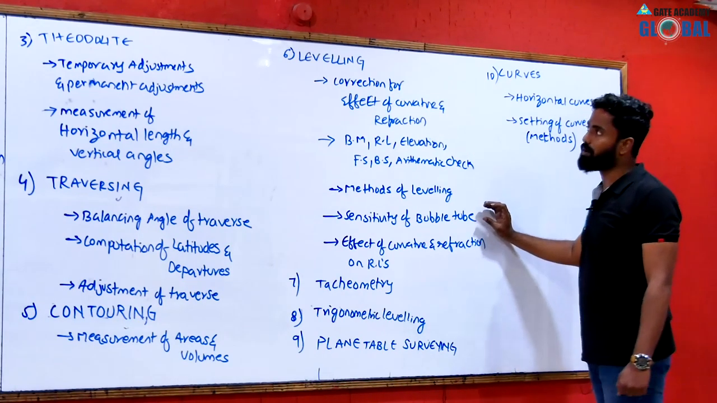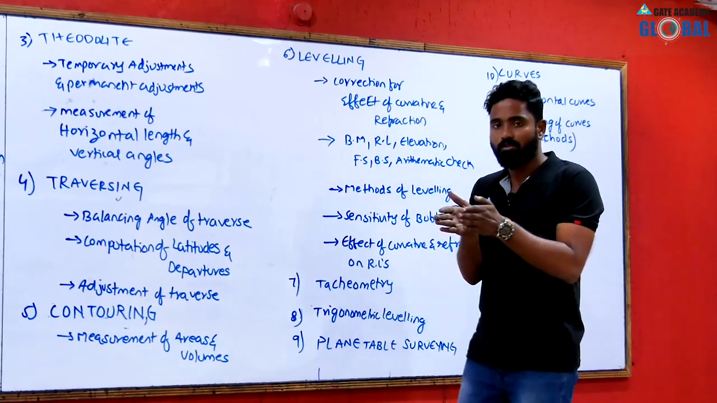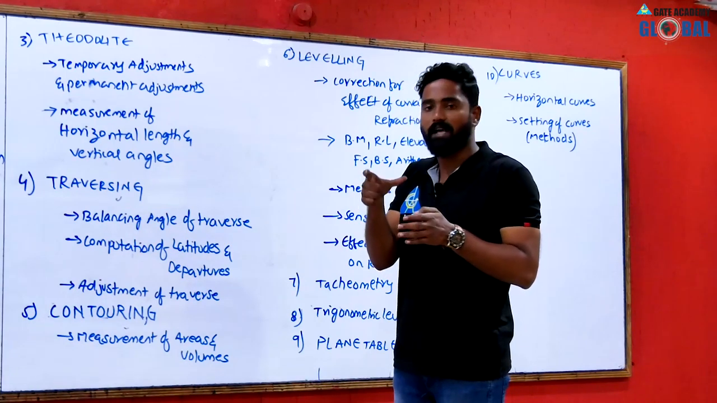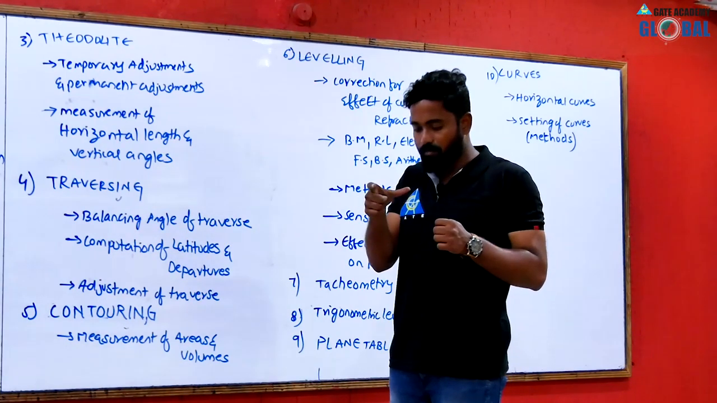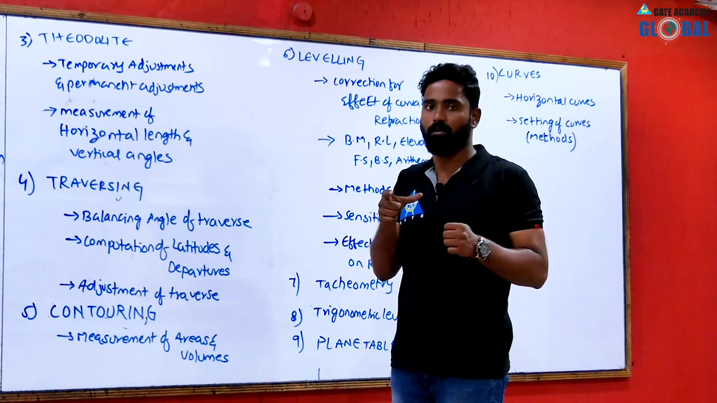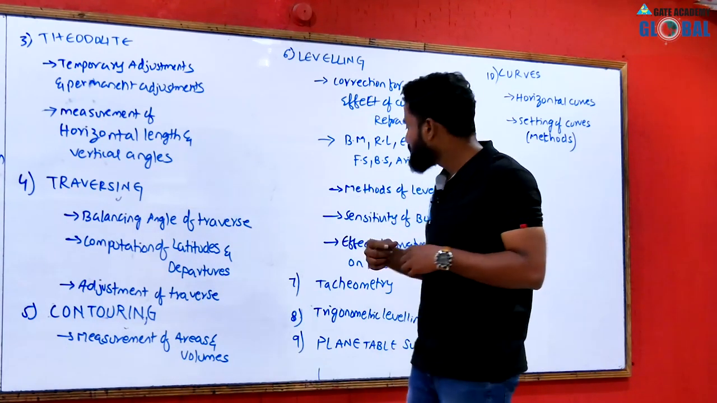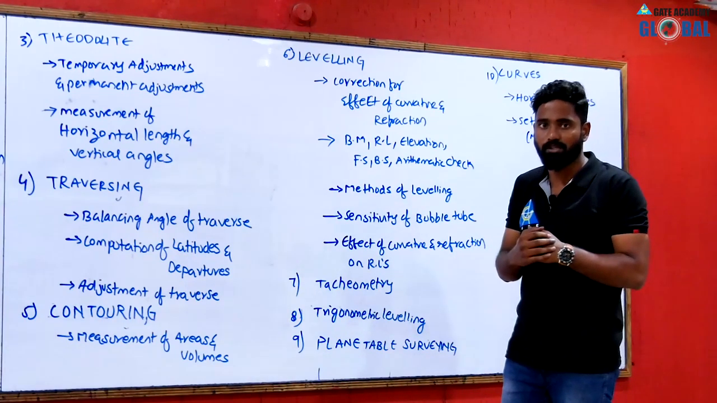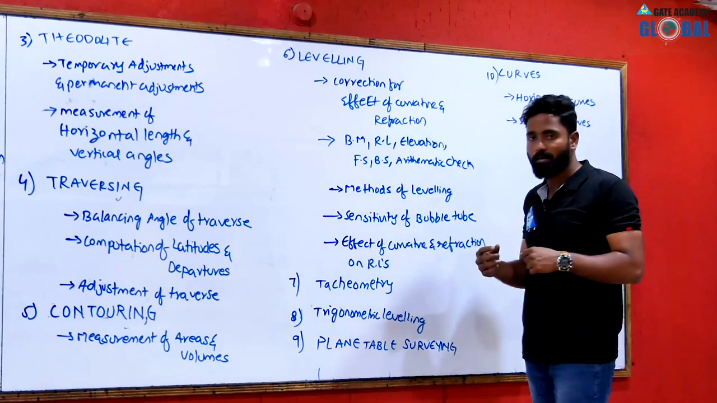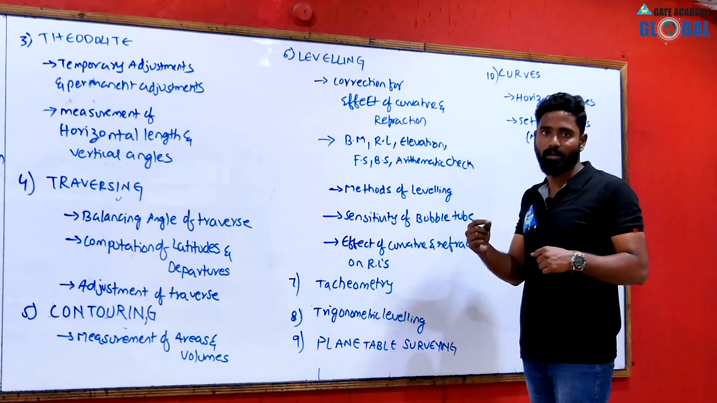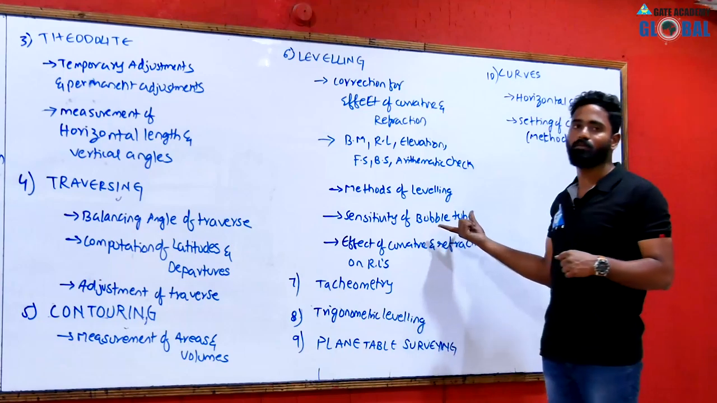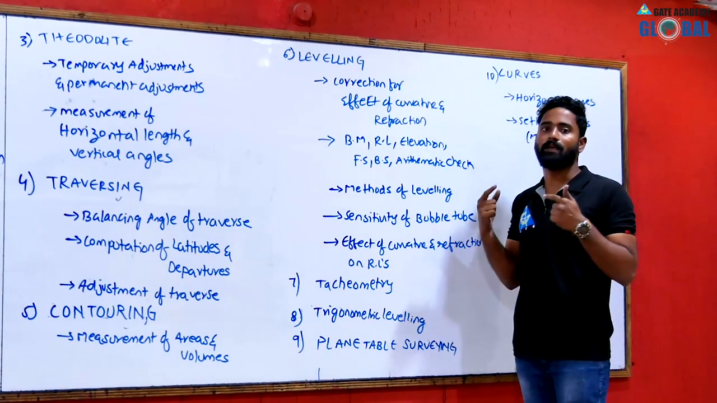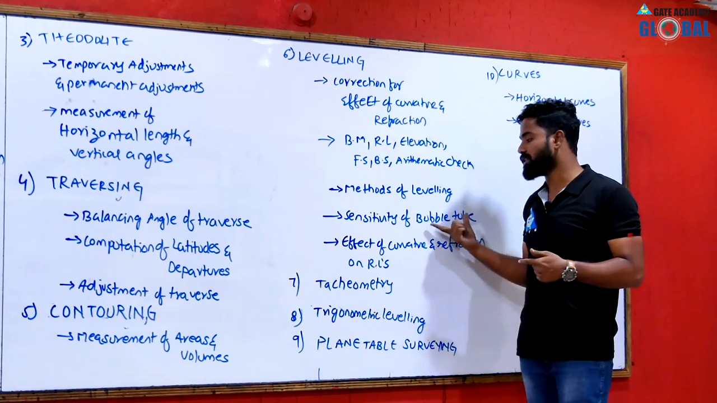Next, the sensitivity of the bubble tube. When there is a level, we use dumpy levels, so a bubble tube will be there. In the bubble tube, the bubble has to be exactly at the center. If it moves somewhat to the front or somewhat to the back, we say that it got affected. The instrument is more sensitive, so you have to get the bubble at the center, or if you are not getting the center, you have to mention the sensitivity of the bubble tube. Indirectly, it is also an error that has to be fixed while taking the readings using the levels.